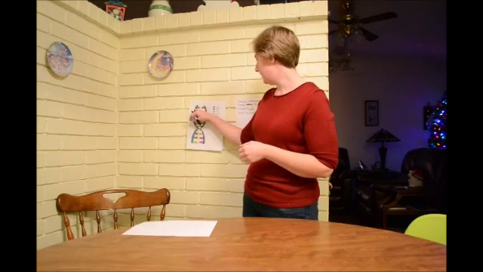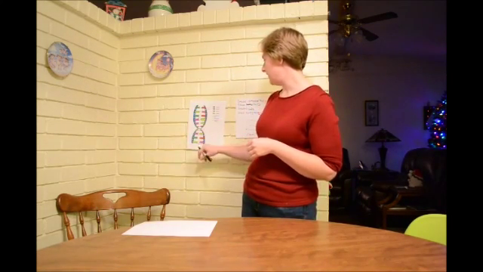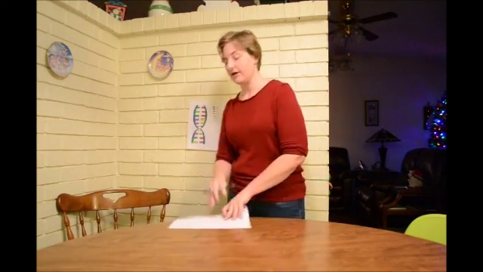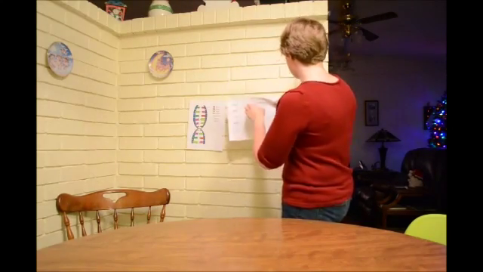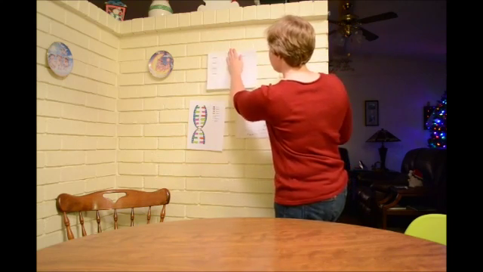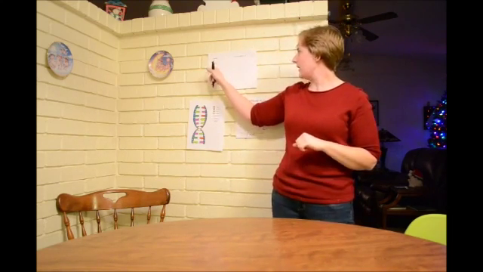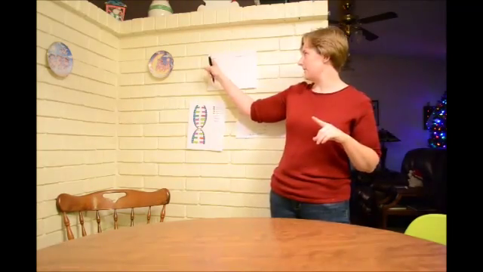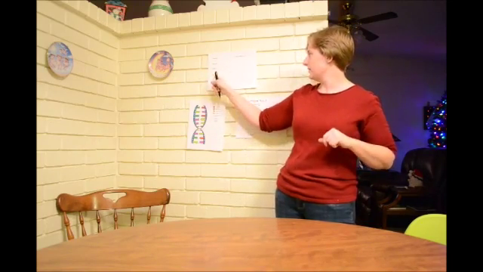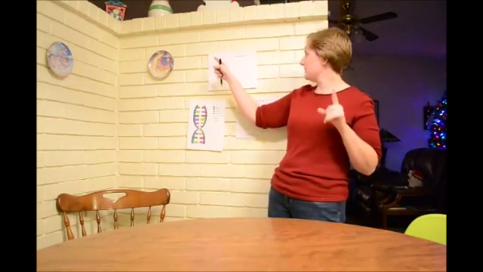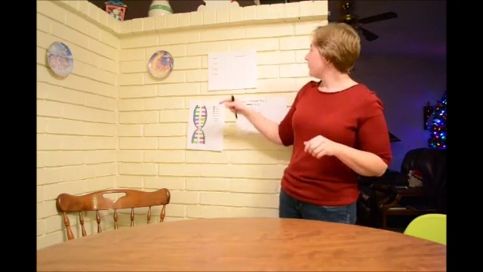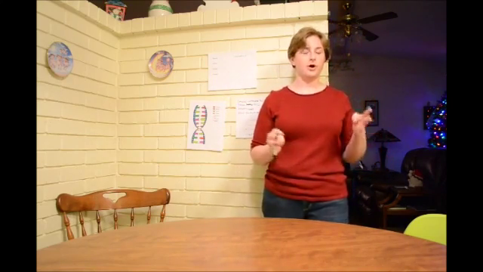Alright? So, back to our structure. We have a sugar phosphate backbone that our nitrogenous bases connect to. So we have four nitrogenous bases. We have thymine, adenine, guanine, and cytosine. Say them with me. Thymine, adenine, guanine, cytosine. One more time. Thymine, adenine, guanine, cytosine. All right. So those are our four bases.